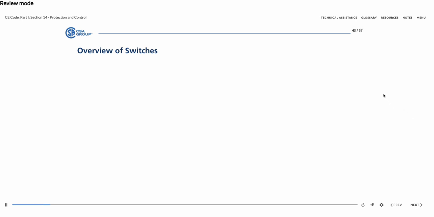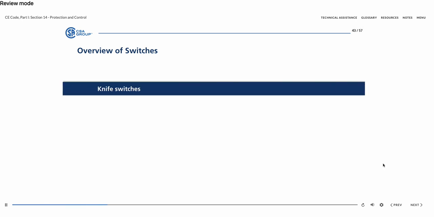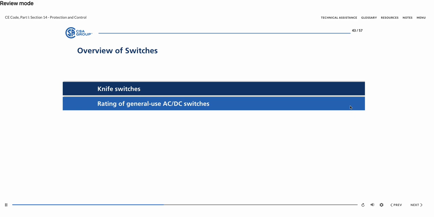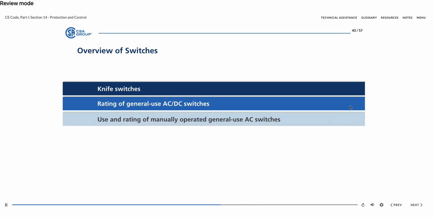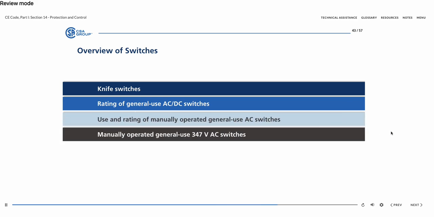The following types of switches will be reviewed: knife switches, general use AC-DC switches, general use AC switches, and general use 347 volt AC switches.